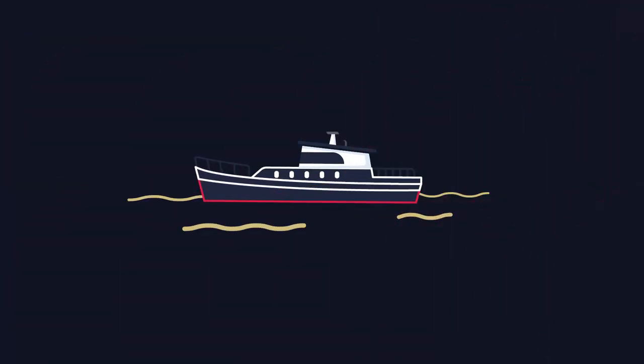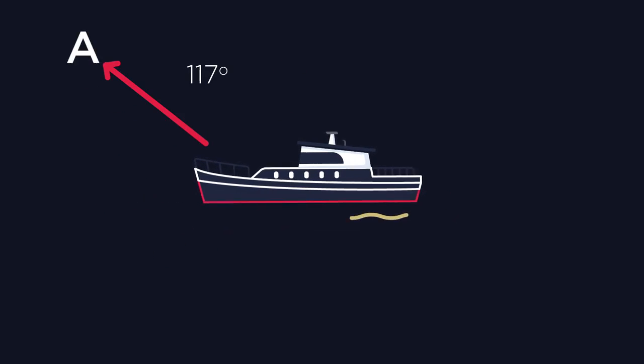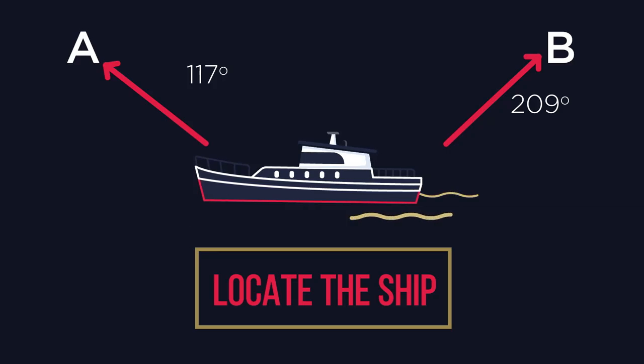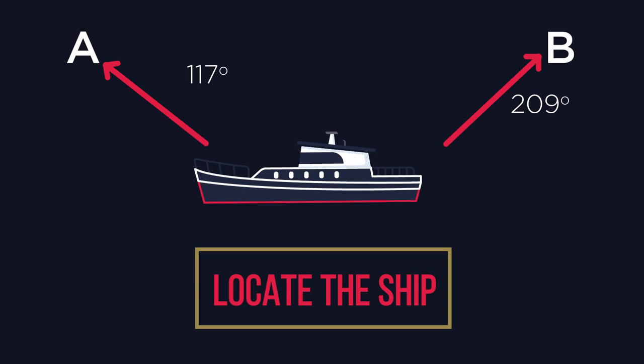It's also possible to find a location using two others. Consider this question. A ship at sea is on a bearing of 117 degrees from town A and a bearing of 209 degrees from town B.